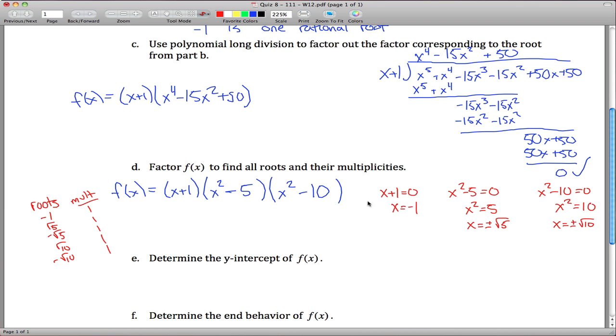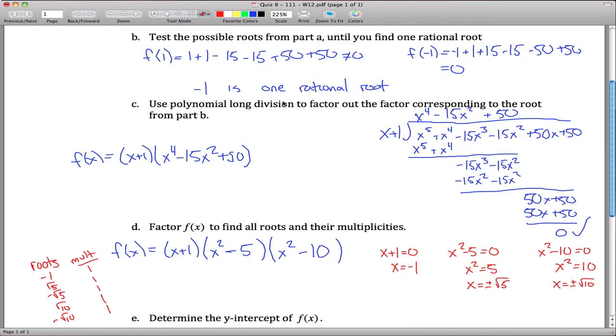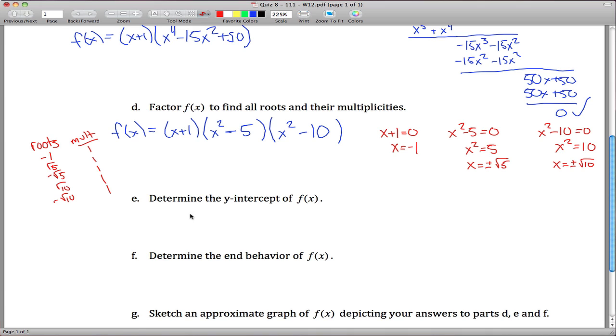Okay, determine the y-intercept. That's the easiest part. You just look at the constant term here, this 50, because when x equals 0, all these other terms cancel out. So f of 0 equals 50, so the y-intercept is 50. Or if you prefer, (0, 50). Either of these is fine.